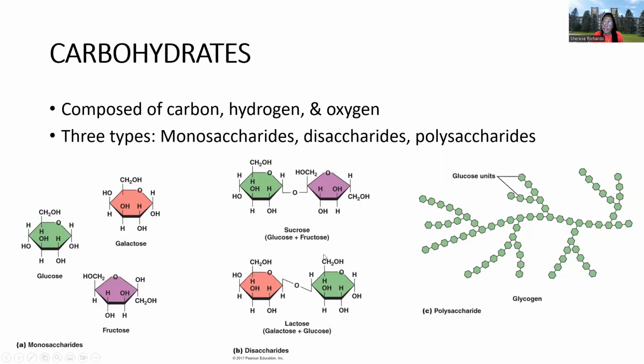So for sucrose, this is table sugar. This is the sugar that you use to sweeten your foods at home. And again, that's going to be glucose and fructose. Fructose is going to be fruit sugar. So the naturally occurring sugars that we see in fruits, those would be fructose. And then if we combine that with glucose, we would get our everyday table sugar.